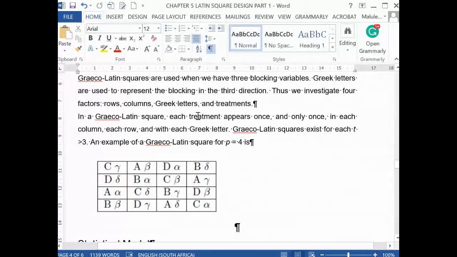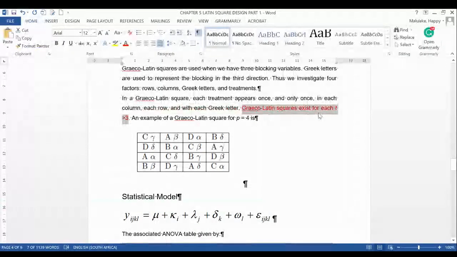Can you see this part, guys? The reason why I said that, I wanted to explain this part. A Greco-Latin square design exists for each t greater than 3. Do you understand it, guys? This statement says Greco-Latin squares exist provided you have more than 3 treatments.